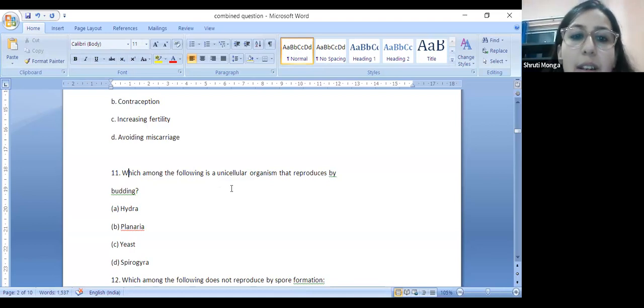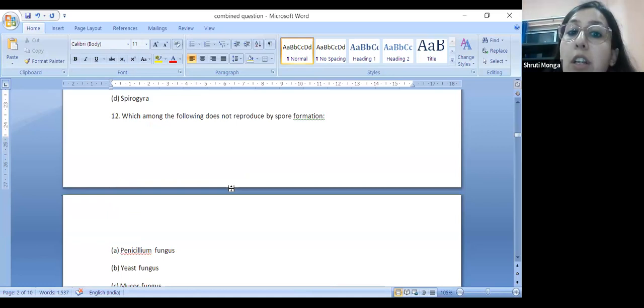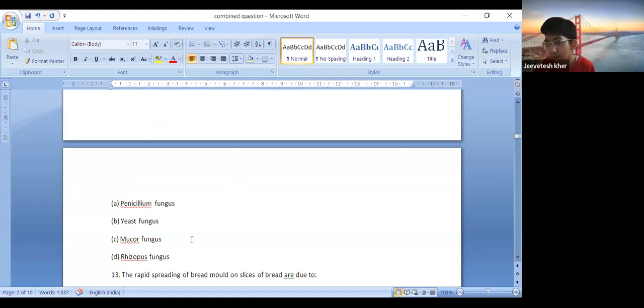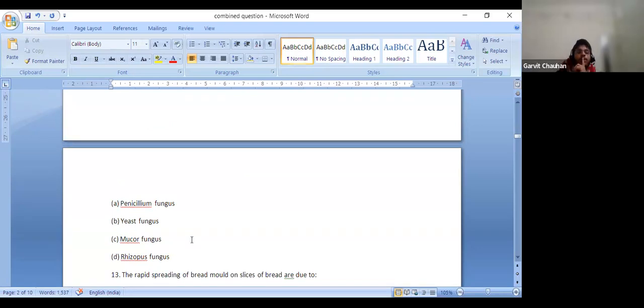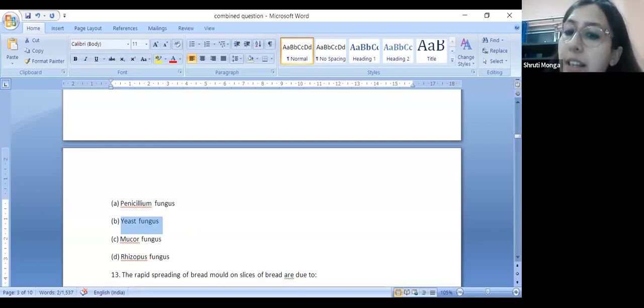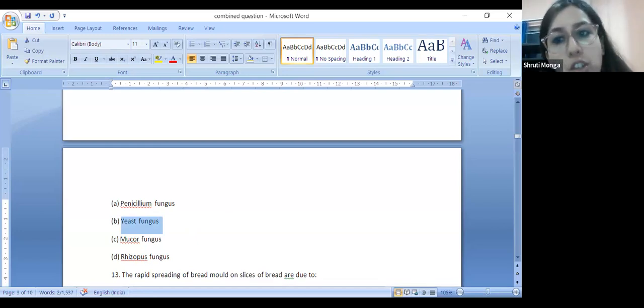Okay. Next question. Which among the following does not reproduce by spore formation? Option A, penicillium. B, yeast. C, mucor. D, rhizopus. Yeast. Okay, what about others? Ma'am, I'm not sure. Ishan, any guesses? Not sure. Okay, correct answer is yeast because yeast is performing budding. Penicillium, mucor, and rhizopus, all the others, reproduce through the other mode of asexual reproduction, which is known as spore formation.